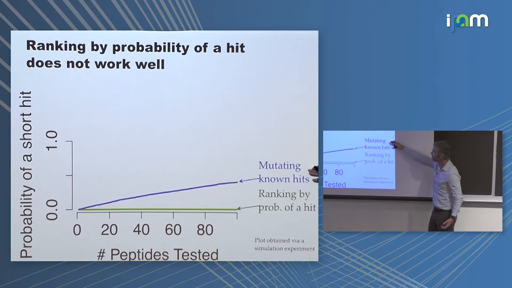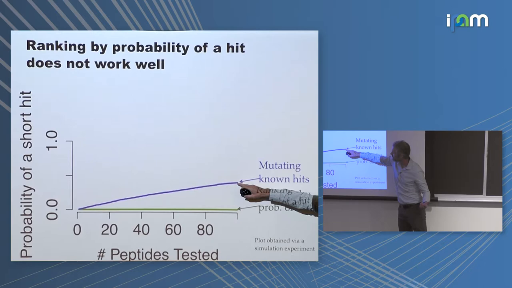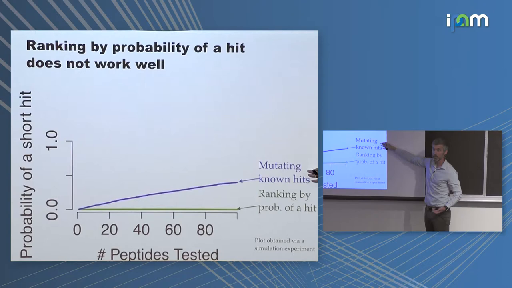It's outperformed by the commonly used approach. If you talk to my collaborators, or people with a similar background, they say, well, we're going to mimic nature and mutate known hits. And that's actually not a bad strategy. It achieves a probability of a short hit of kind of like 30-40% if you test 100 peptides, okay? This doesn't use machine learning. So if you did a head-to-head comparison between this super fancy, super modern machine learning-based method versus this method from, you know, 1870, this method's going to outperform and machine learning's going to look really bad, okay?